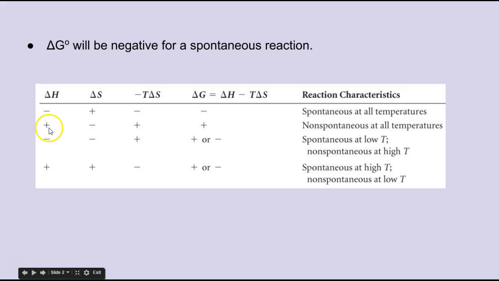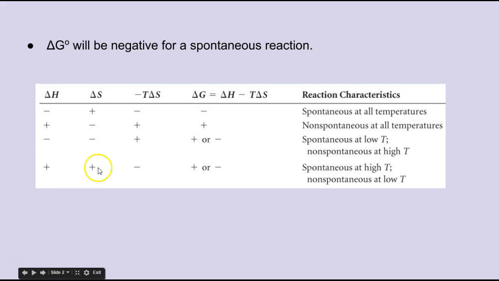Likewise, we can also have a very unfavorable system where we have a positive delta H and a negative delta S, both of which are not favorable at all. And so certainly there is no temperature scenario that will make that work. And again, when I say a reaction will not be spontaneous, that doesn't mean that we couldn't force it to happen through outside intervention, but it's not going to happen of its own accord.